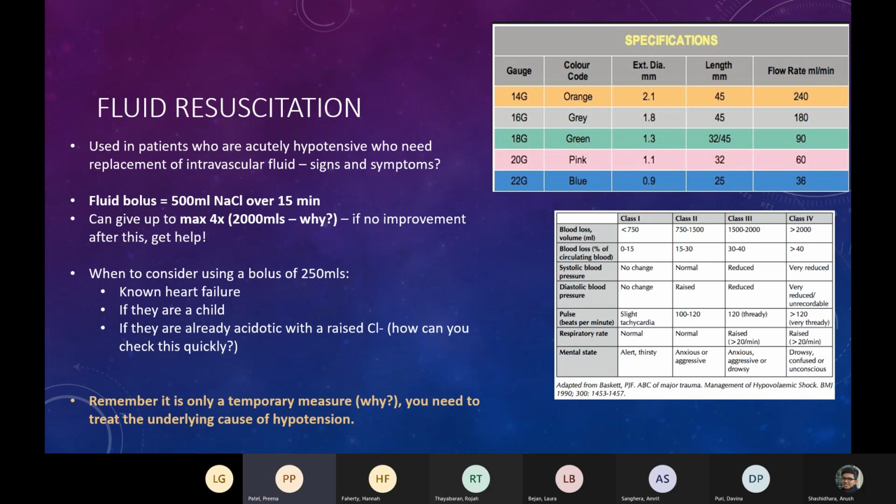Okay, so that's basically all you need to know about fluid resuscitation. But the key thing to remember is that it's only a temporary measure, and eventually you need to work out what's causing them to be hypotensive and fix that. Why is it a temporary measure? Does anyone know? Apart from the oxygenation that I mentioned earlier.